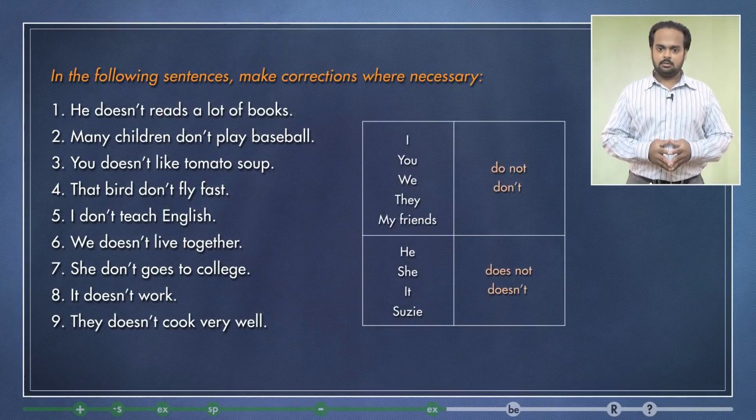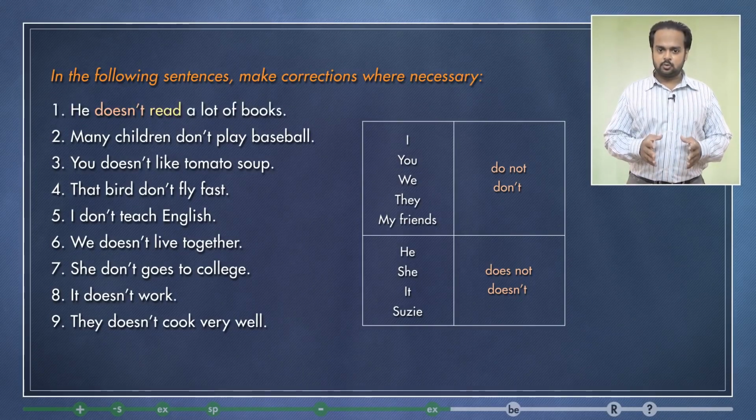Alright, the form table is on the screen now, and let's look at the answers. Number 1 is wrong. It should be, he doesn't read a lot of books. This is a very common mistake. In negative sentences in the present simple tense, you should only add s to the helping verb, and you have doesn't. Don't add s again to the main verb.